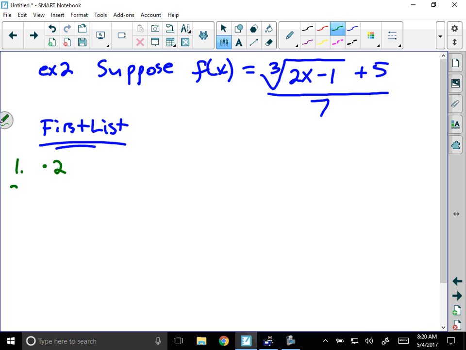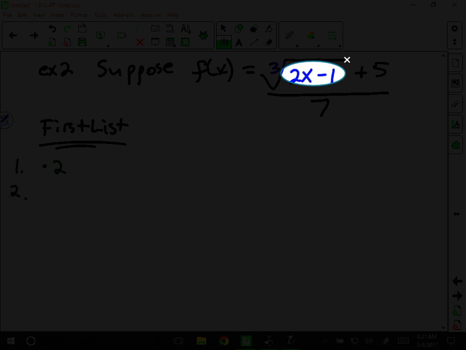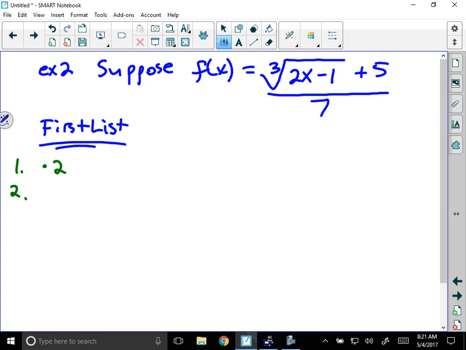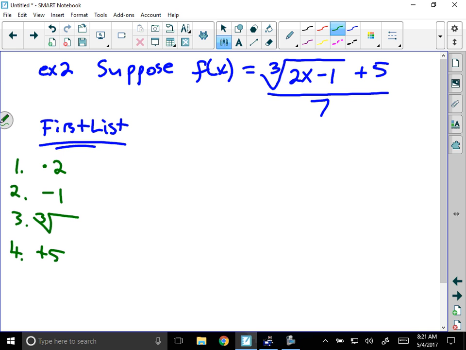The second thing that happened to x then, if we look here, what's the next thing that happened to x? We subtracted 1. Are we starting to get the hang of how to tell what happens next? Okay, so what's the third thing that happened to the x or that quantity? We took its cube root. And then what's the next thing that happened? Either we added 5 or we divided by 7. Added 5, and then finally, we divided by 7.